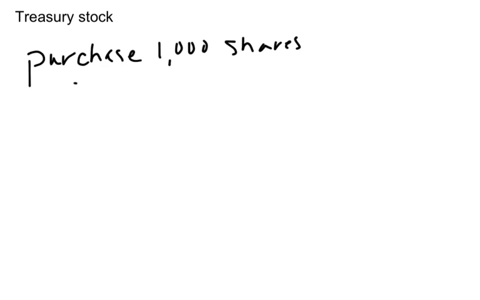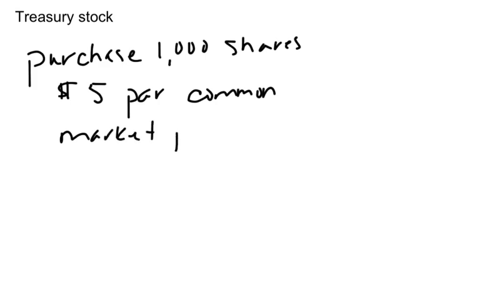So let's say that we decide to purchase back some of our own stock, and we purchase, let's say, 1,000 shares. Let's say that it is $5 par common stock that we're repurchasing. And let's assume that we buy it back at a market price of $20 a share. All right, we're going to use the cost method, so whatever it cost me, that's how we record it.